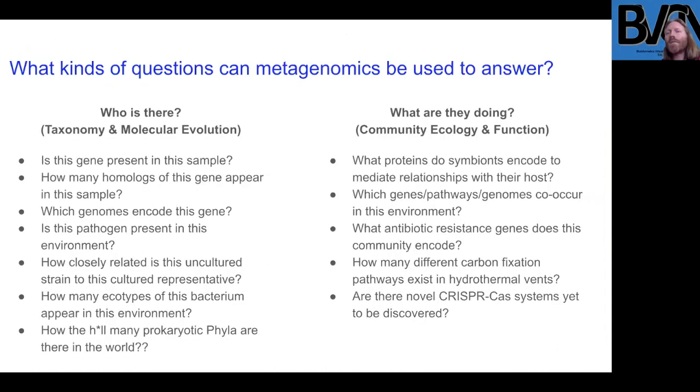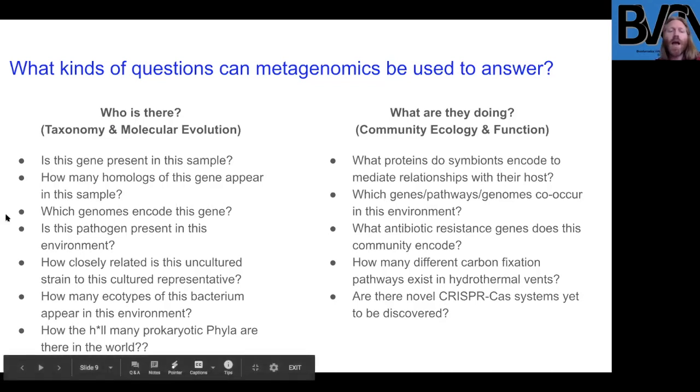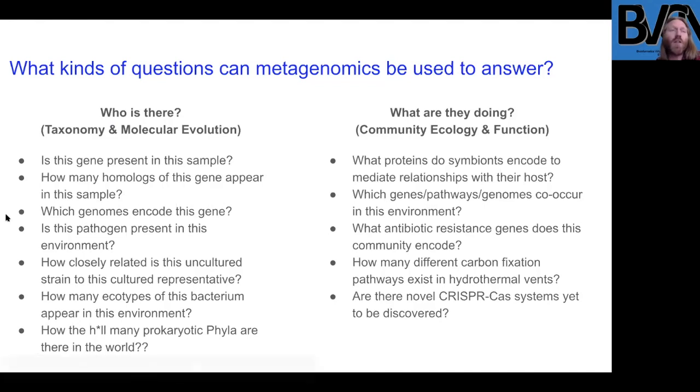So what kinds of questions can metagenomics be used to answer? We talked about these. Some of the ones that I find really useful are questions like, which genomes encode this gene that I'm very interested in? For example, I'm interested in the NIFH gene, that does nitrogen fixation. What genomes in the environment encode this gene is a question that we can ask now that we can do, for example, metagenomic binning. How the heck many prokaryotic phyla are there in the world?